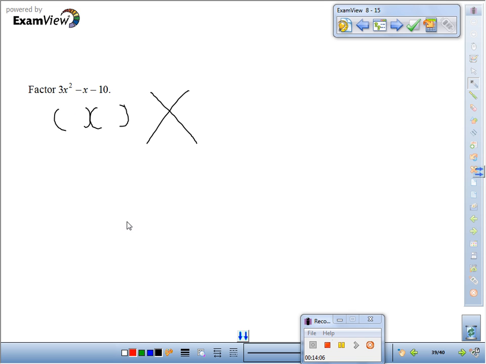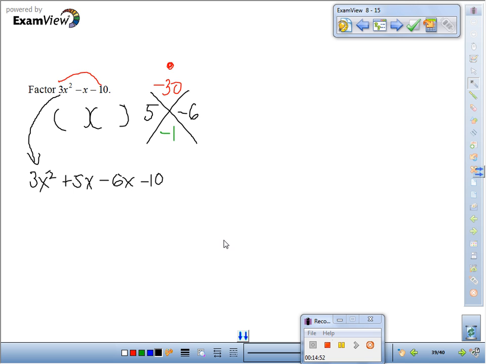So what else, Luis? 3 times negative 10, that's okay. Pass it to someone. Jose. Okay, 5 and negative 6. Okay, for those of you that didn't see that, pretty much he rewrote this. Instead of the negative x, he goes to here and writes 5x and minus 6x, then continues with a negative 10.